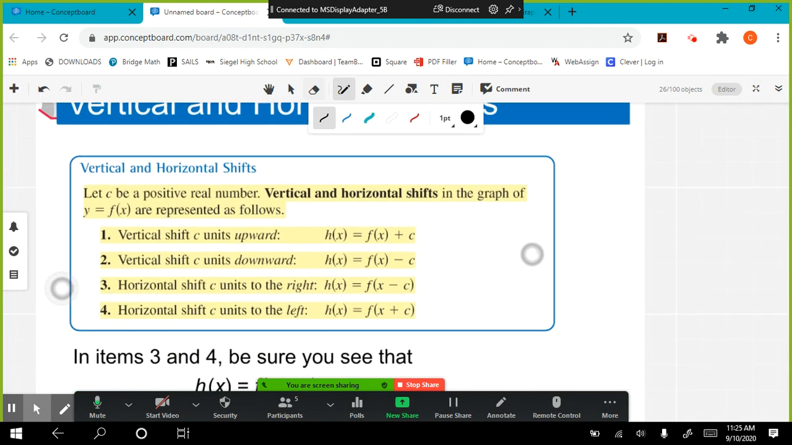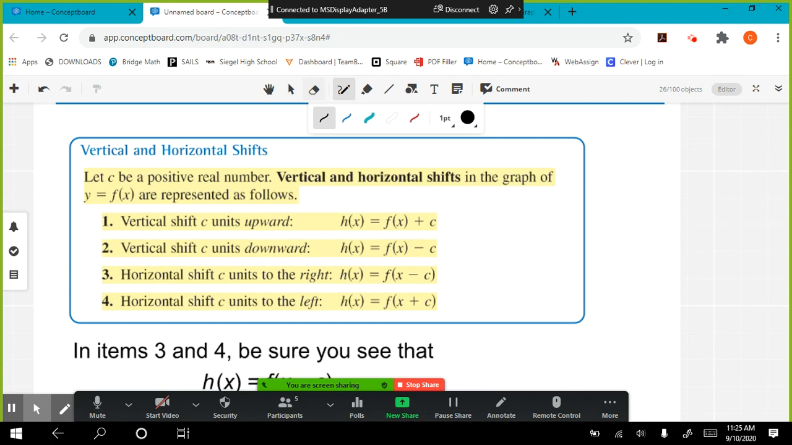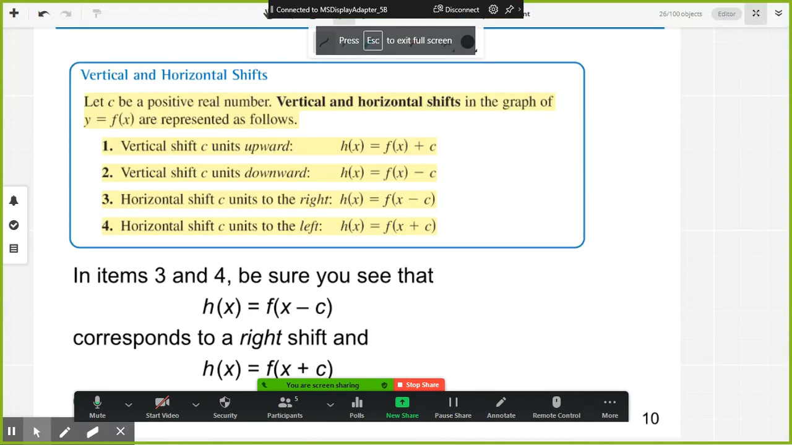And here is a little chart that explains this right here. So notice if we add a constant to the function value, that's going to shift it up. If we subtract a value from the function value, that's going to move it down. If we subtract a value from the x, only the x, not the entire function, that's going to move it to the right. If I add a value to the x, that's going to move it to the left.